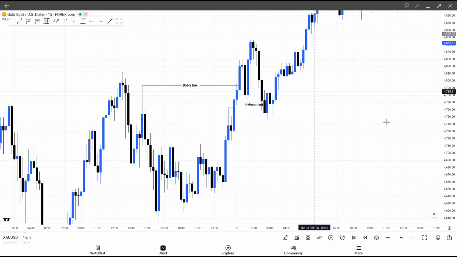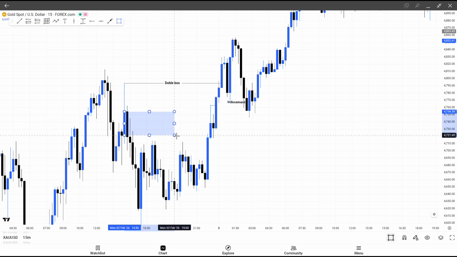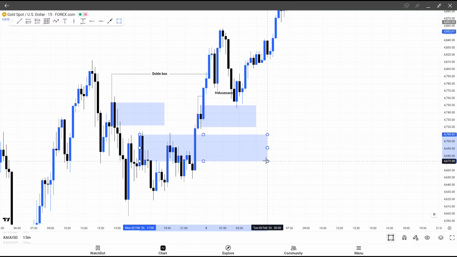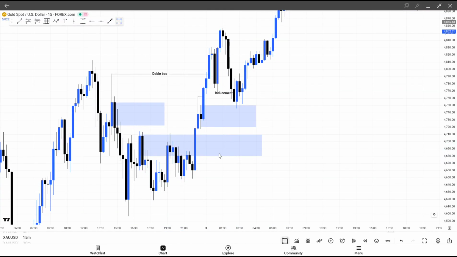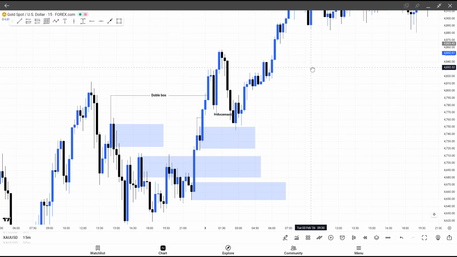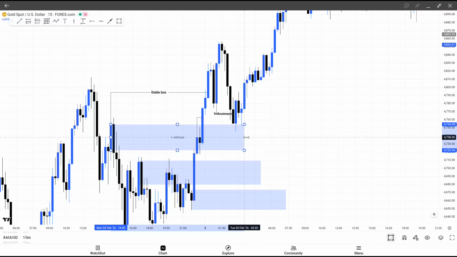And we are taking the point of interest that is closest to the inducement. Which one is it? We have this breaker block. We have also this breaker block. We have also this breaker block below here. And for the last one, we have this order block. So what's the point of interest that we are using here? We are taking the point of interest closest to the inducement, which is this breaker block. Have you seen? Easy.